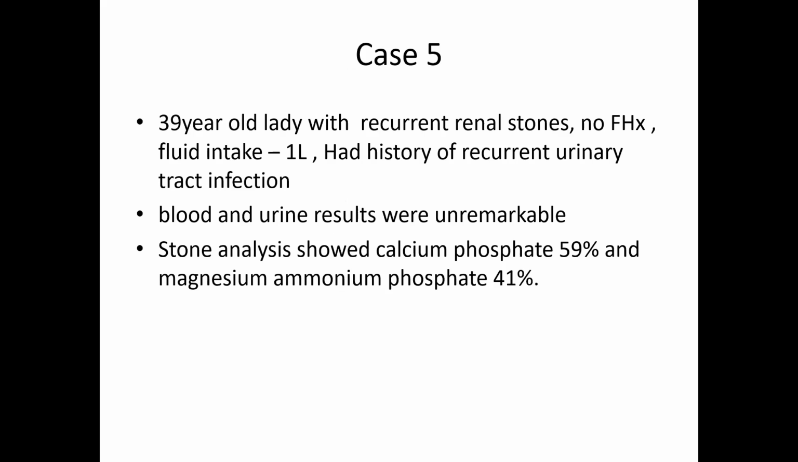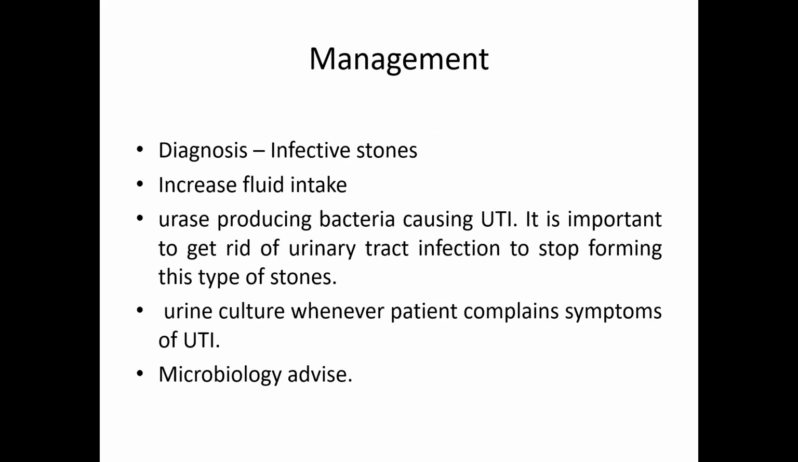My next patient was a 39-year-old lady with recurrent renal stones. There was no family history, her fluid intake was low, around 1 liter, and she had a history of recurrent urinary tract infection. Her blood and urine tests were all unremarkable. Stone analysis showed calcium phosphate and also magnesium ammonium phosphate. So a diagnosis of infective stones was made, and increased fluid intake was recommended, because her fluid intake was very low, around 1 liter per day.